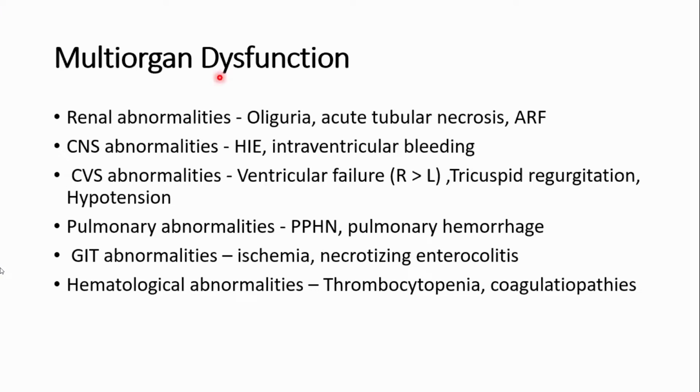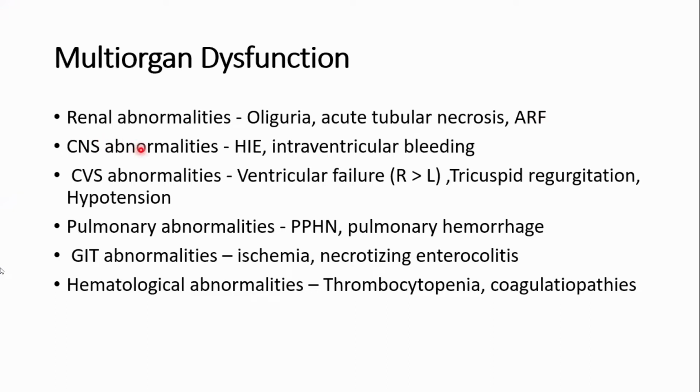Now, along with the hypoxic ischemic encephalopathy, the baby will also develop multi-organ dysfunction because all the organs will have ischemia and they will be receiving less amount of blood. Okay, so ultimately what happens? The baby can develop renal abnormality. The baby will go on to develop oliguria, acute tubular necrosis, and then acute renal failure because the kidney will be receiving less amount of blood.